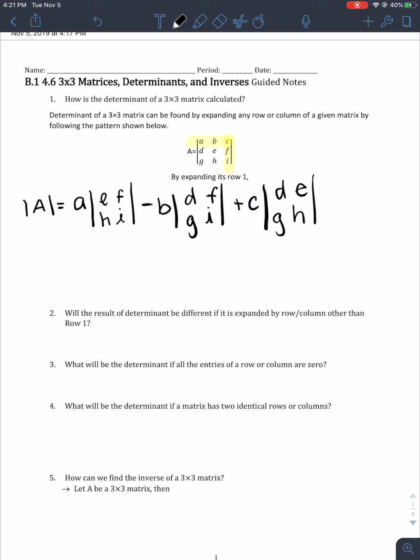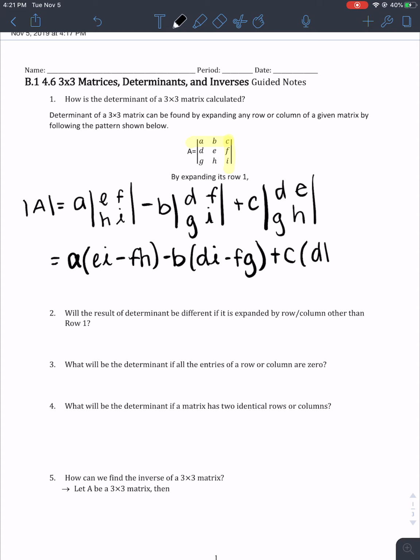So that is how you find your determinant. It's a lot more complicated. I promise I won't give you too many of those. To write it out a little bit more, you're going to take A and multiply it by E times I minus F times H, because now these are just 2x2 matrices, so we can use the same rule we did before. Then minus B times DI minus FG, plus C times DH minus EG. So that's the letter form of how you do that. We'll do an example in a little bit, but we're not there yet.